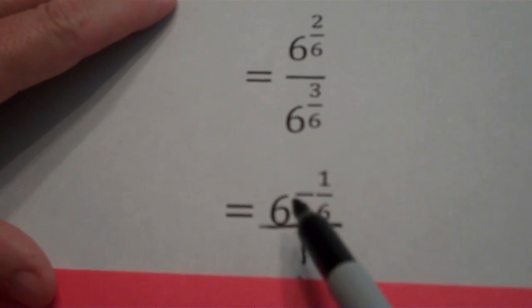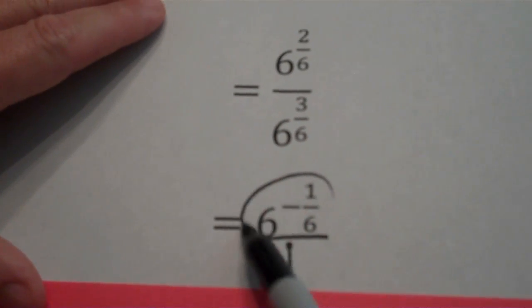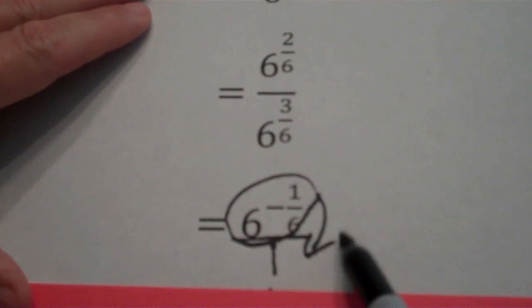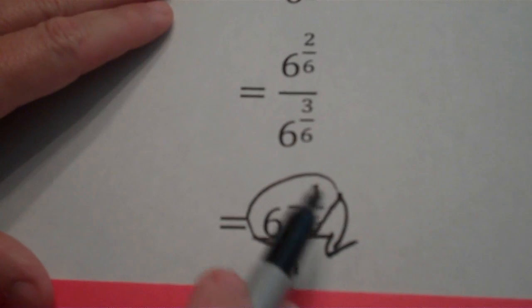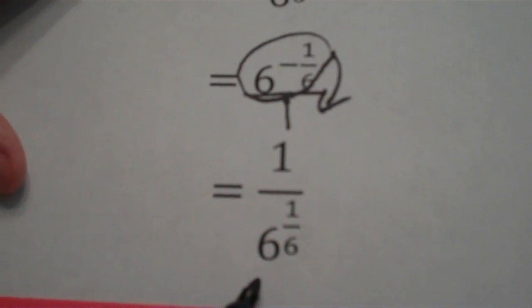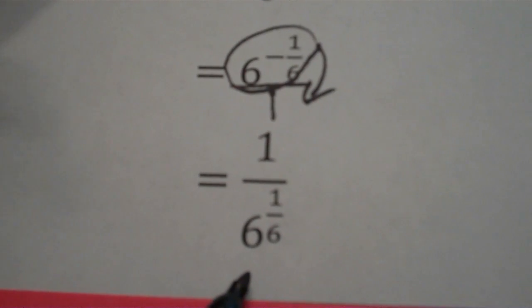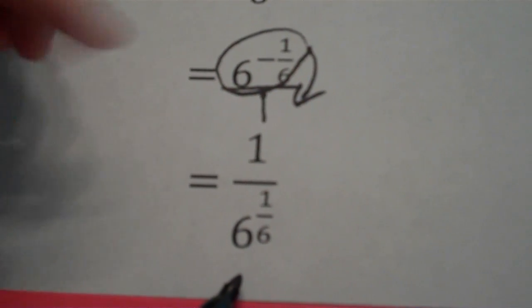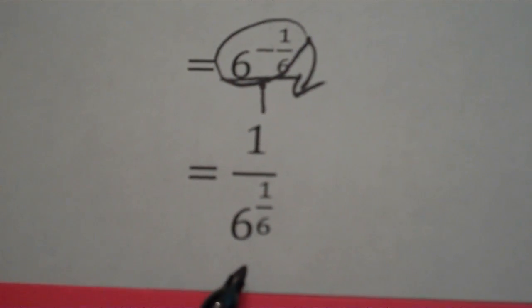So at any rate, I now merely need to take this and move it down to the denominator to make this correct. When I move that to the denominator, it becomes 6 to the positive 1/6. And of course, that leaves me nothing in the top. So once again, what number has to go there?